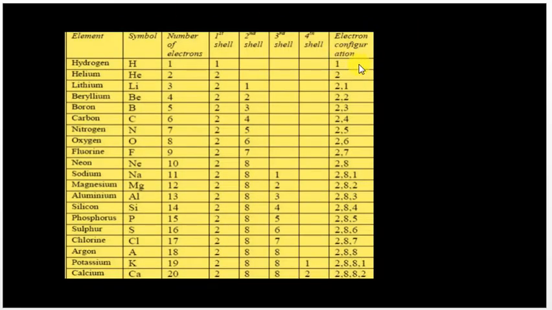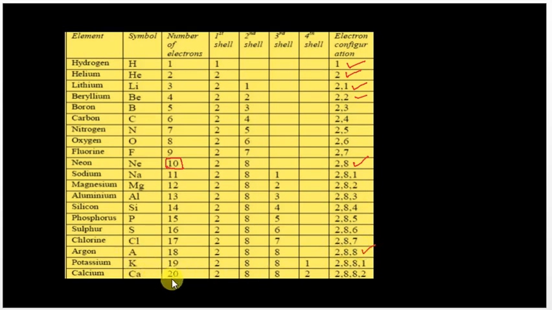Let's quickly look at the electronic configurations of the first 20 elements. For hydrogen, it's just 1. Helium has 2, so 2 goes in the first shell. Lithium has 3, so it goes 2 in the first and 1 in the second shell. Then beryllium is 2, 2, and so on. You go up to neon, whose atomic number is 10, so you will have the configuration 2, 8. From sodium onwards, 11, 12, and so on, the electrons go on adding to the last shell. So it's 2, 8, 1; 2, 8, 2; and so on up to 2, 8, 8.